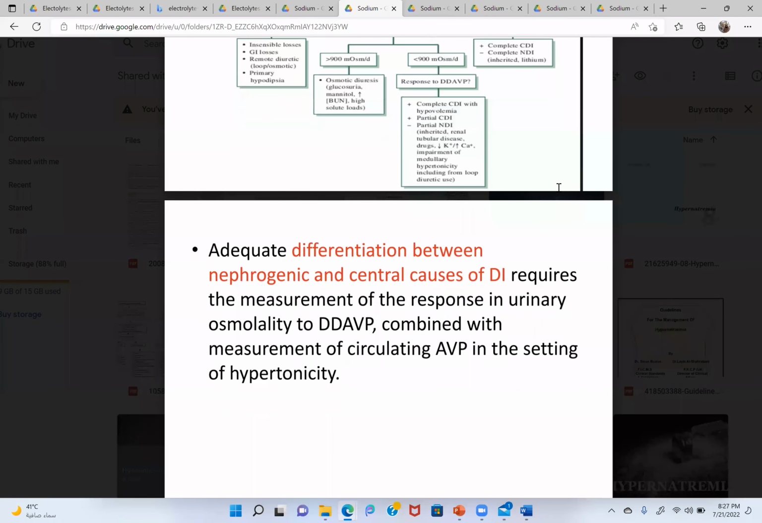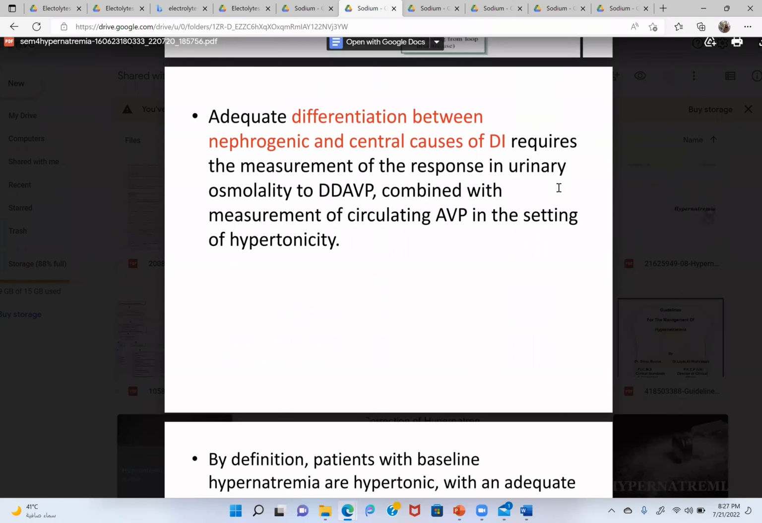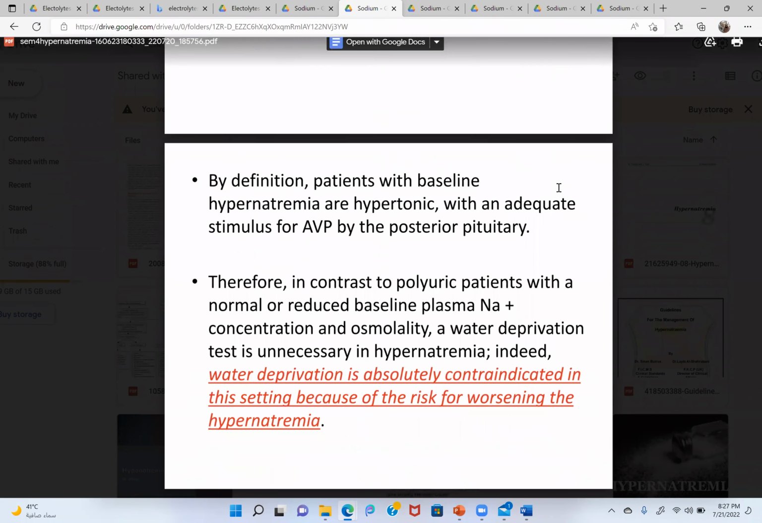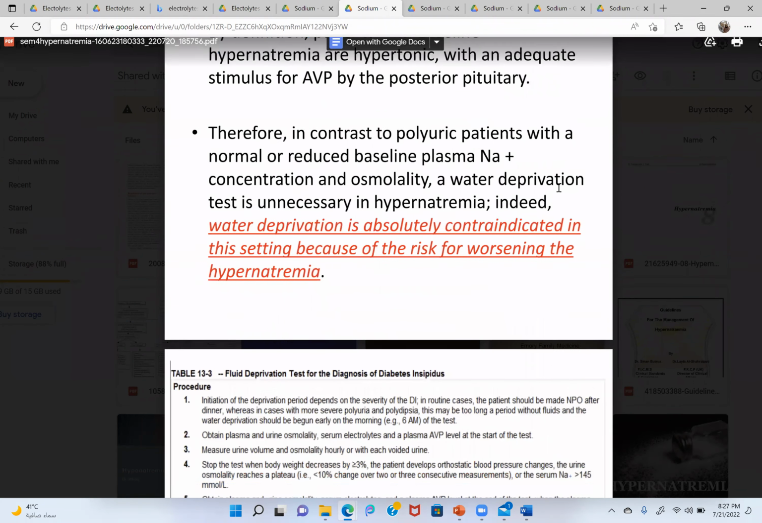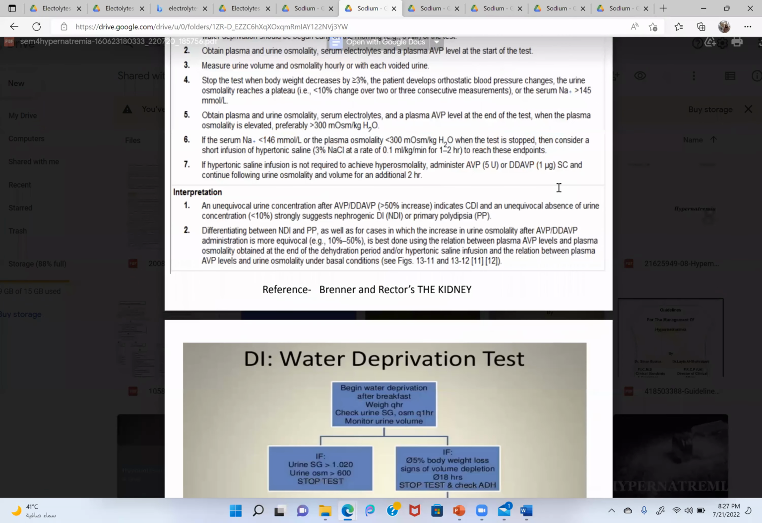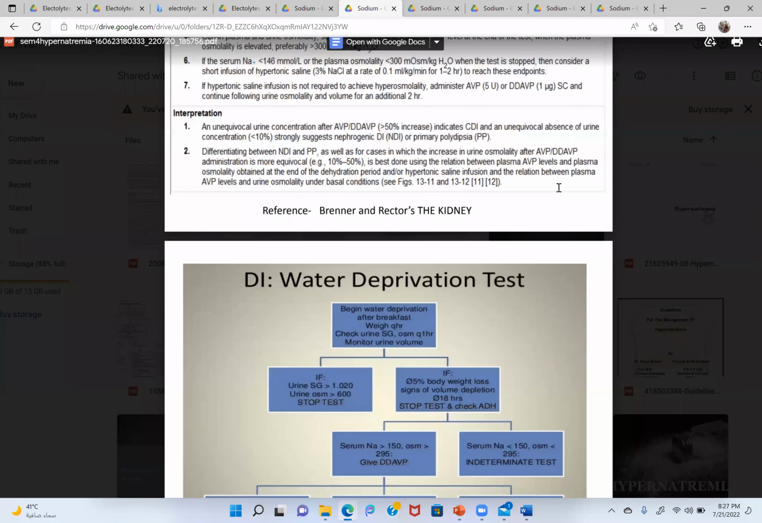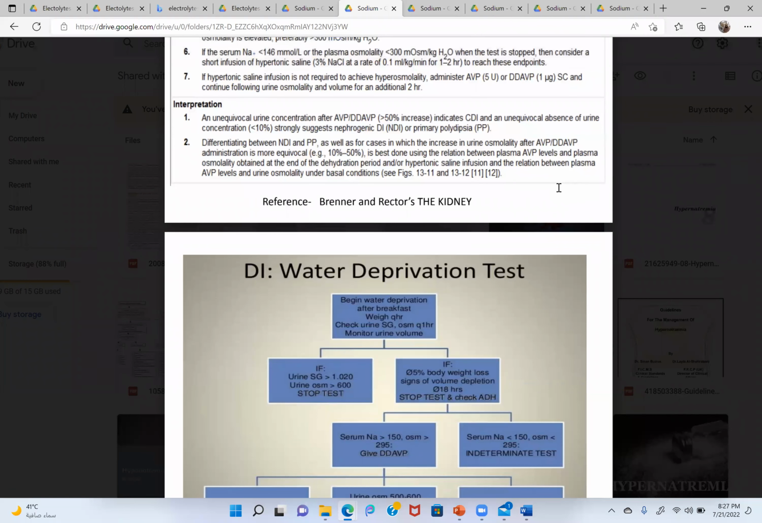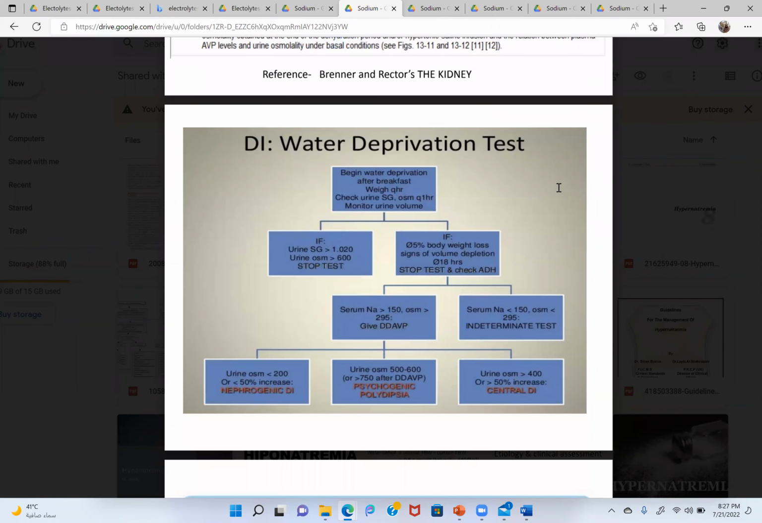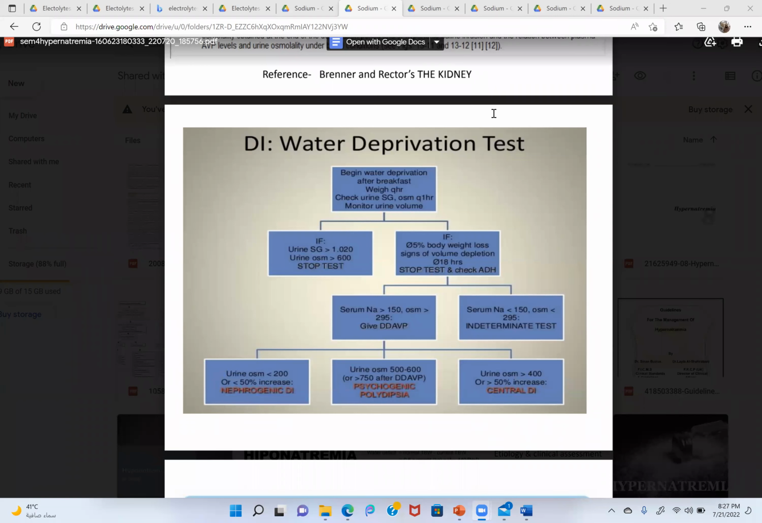To differentiate between nephrogenic and central diabetes insipidus, it is through desmopressin. This water deprivation test, it has been written, but I have never seen it being done. I will just skip it.